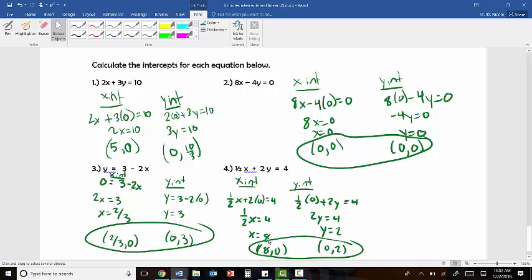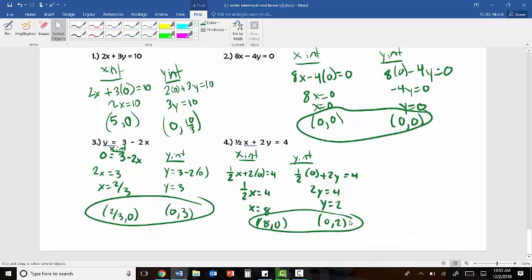And then for number 4, we got (8, 0) for x, and then (0, 2) for the y-intercept. And so if we were graphing, which we'll do in the next video, we could actually just plot these points and then connect them, and we'd be done graphing the line. So we'll try that next time.